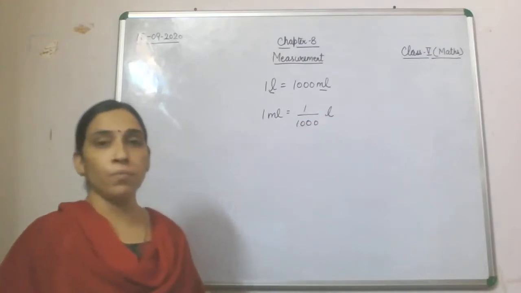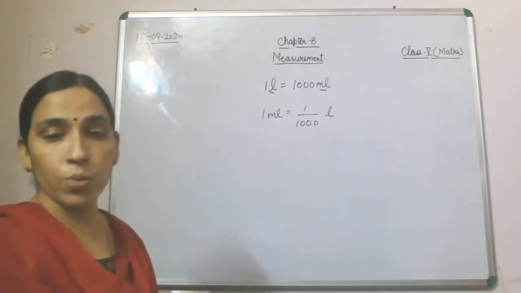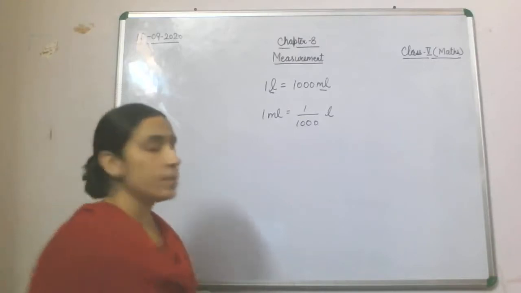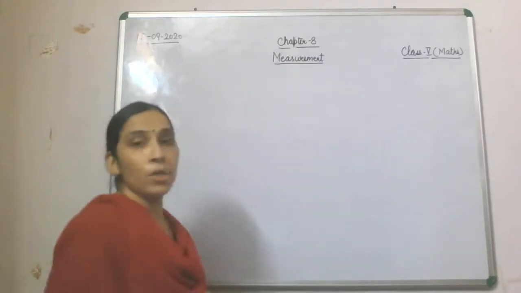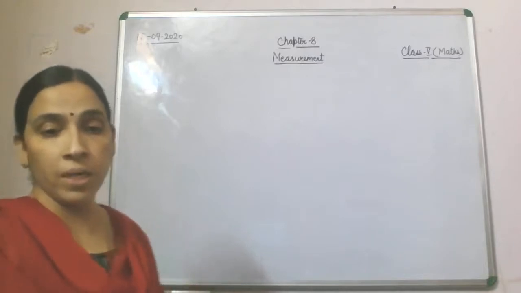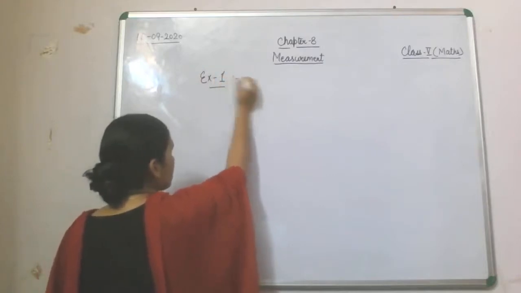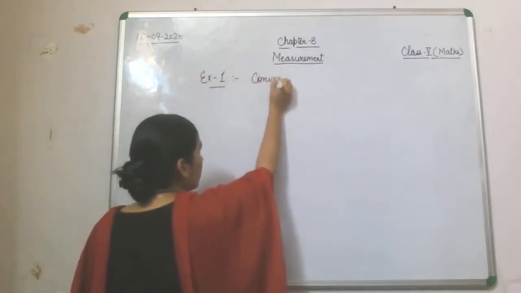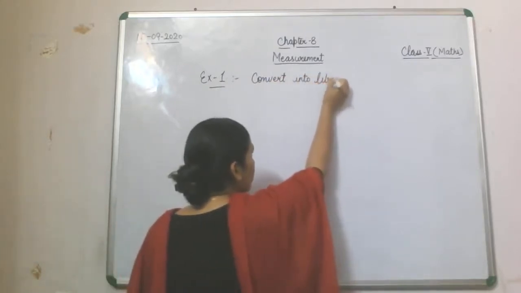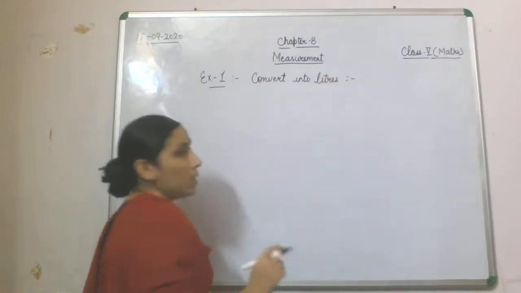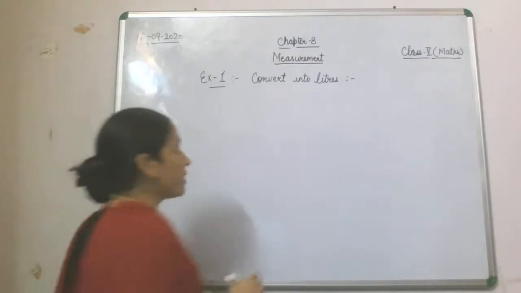So let's take a few examples related to both these concepts and understand how we will do the conversion. So this I'm going to erase. I'm going to write it along with the question, in which question you are supposed to use what kind of relation. So we'll start with example 1, which is given in your book, that is convert into liters. So this is the first concept: you have to convert into liters, means you have been given milliliter and you are supposed to convert it into liter.